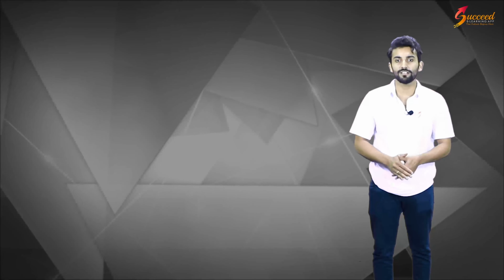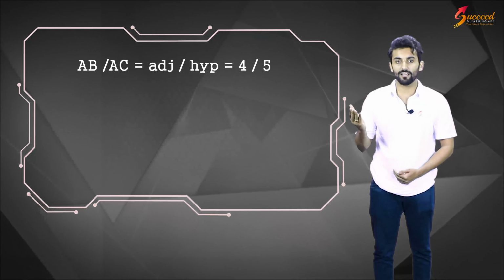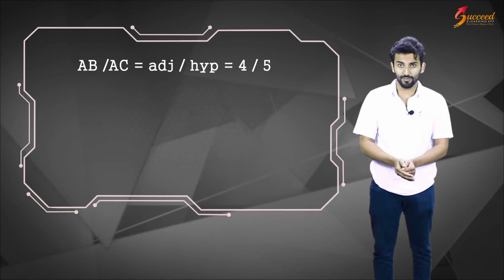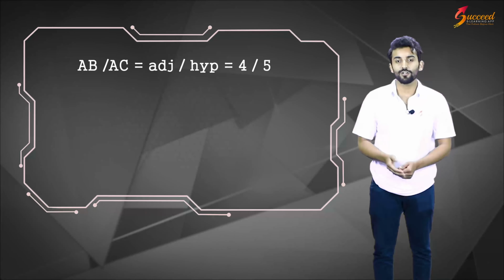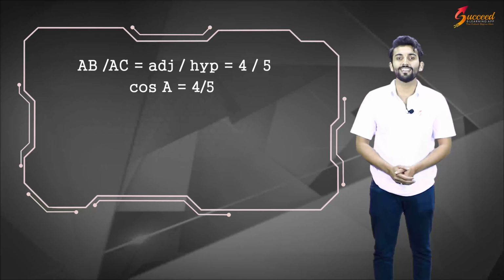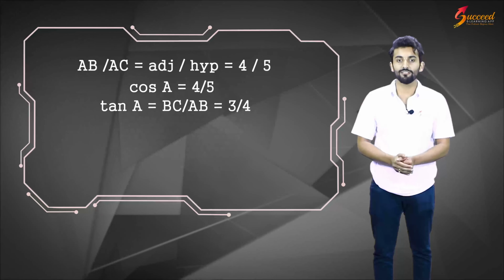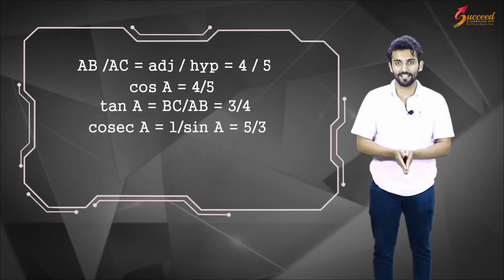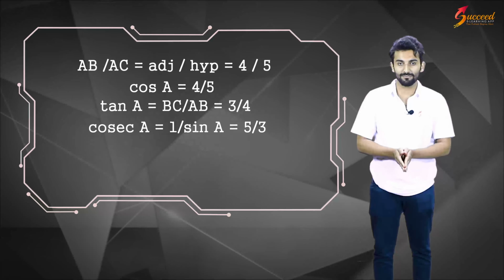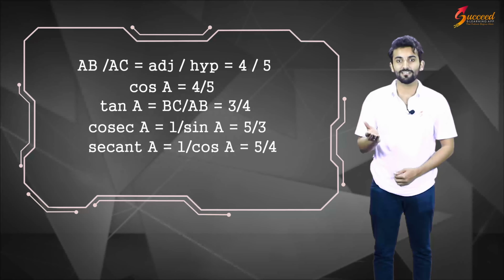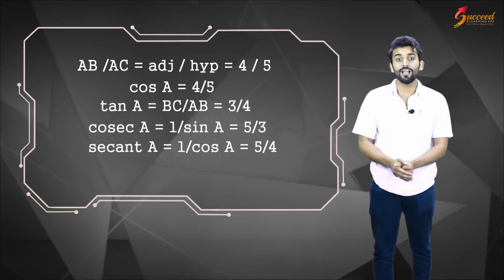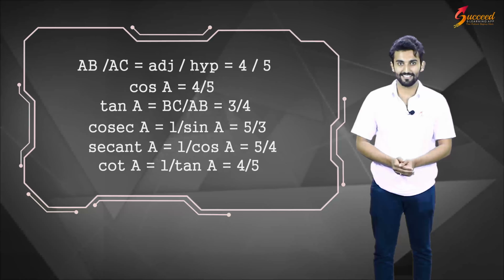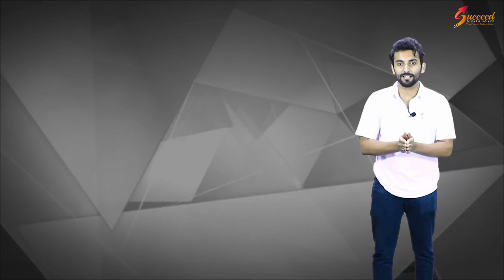Let us find values of other trigonometric ratios. Cos A is equal to AB by AC, which is adjacent by hypotenuse. Now adjacent, or AB, is equal to 4 and AC is equal to 5. Cos A is equal to 4 by 5. Tan A is equal to BC by AB, which is equal to 3 by 4. Therefore, cosecant A is equal to 1 by sin A, which is equal to 5 by 3. Secant A is equal to 1 by cos A, which is equal to 5 by 4. And cot A is equal to 1 by tan A, which is equal to 4 by 3. So, these are the values of all trigonometric ratios.